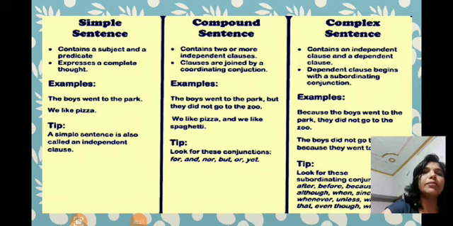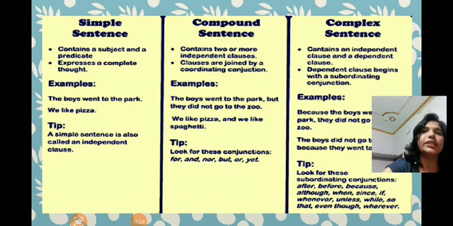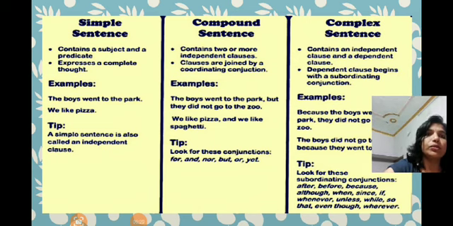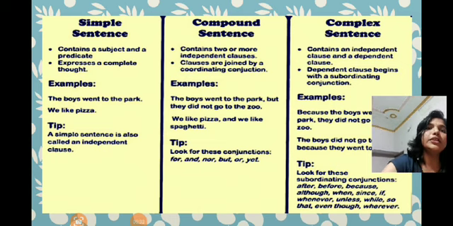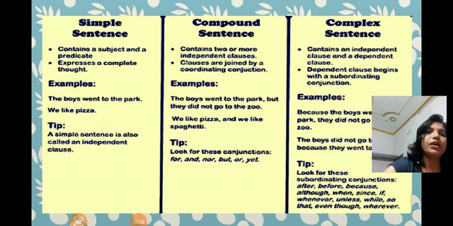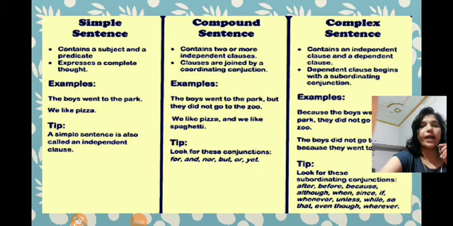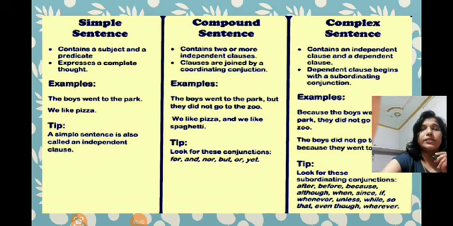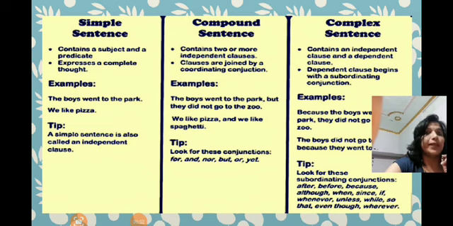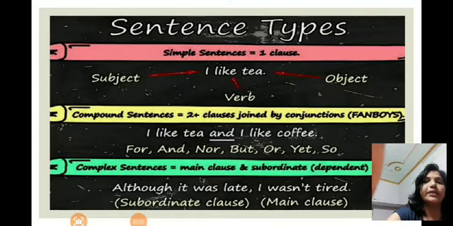The next statement is about the complex sentence. A complex sentence contains one main clause and one or more dependent clauses. Here the tip is to look for subordinating conjunctions like after, before, because, although, when, since, if, whenever, unless, while, so that, even though, wherever. These can be seen in complex sentences. So with this hint you can also relate what the complex sentences are.